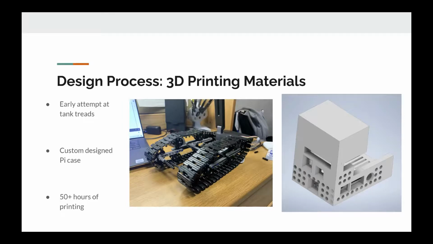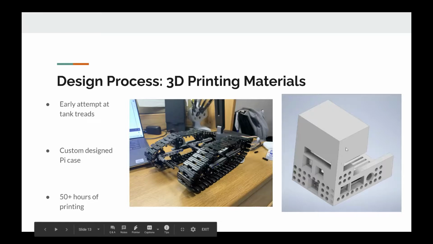Another piece that we did use on our robot was a custom designed pie case. We just took measurements off of the original pie case and added a little compartment on top for the supplied battery that we were given. And this was all done in CAD software and printed on our own 3D printer. And that was the heart of our robot.